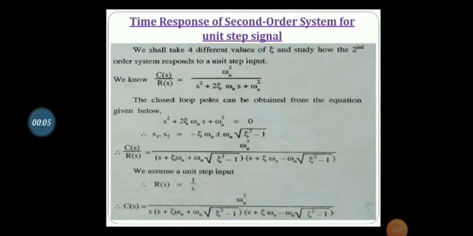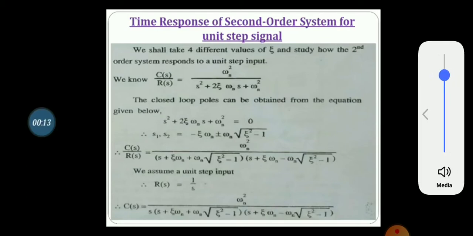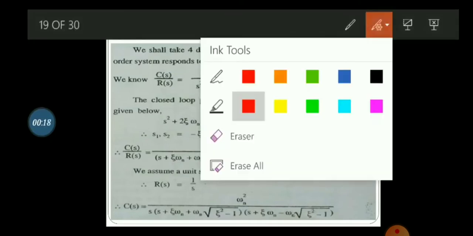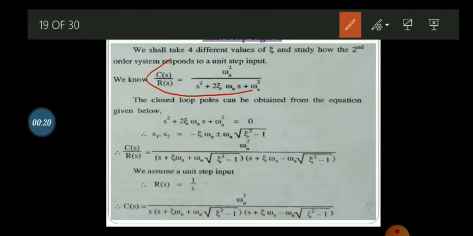Time response of second order system for unit step signal. The standard form of the transfer function of a second order system is given as C(s)/R(s) = omega_n^2 / (s^2 + 2 zeta omega_n s + omega_n^2).